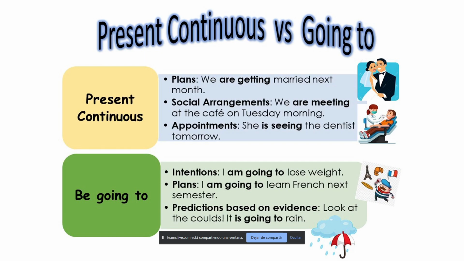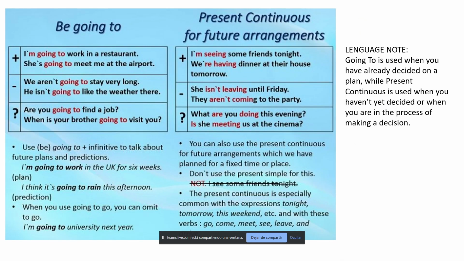Only predictions that are based on evidence. For example, look at the clouds. It's going to rain. Okay, do you have questions, comments about it? If we check it next, we have here again, now, be going to and present continuous for future arrangements.